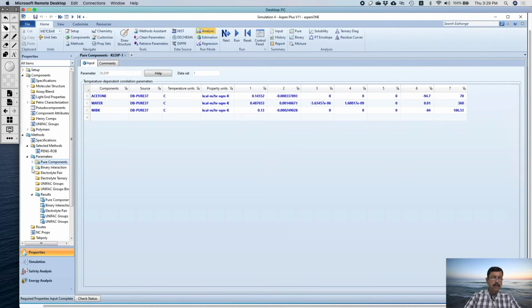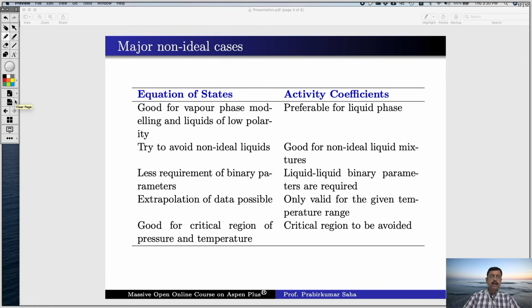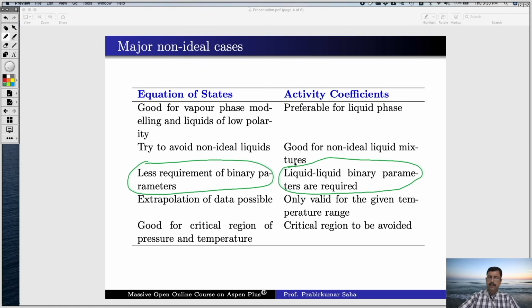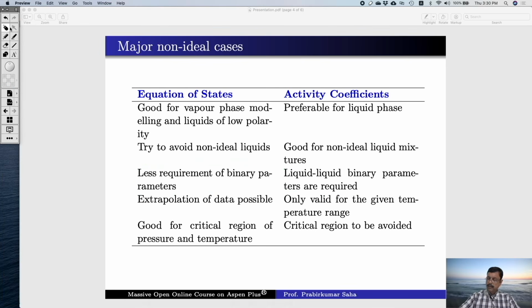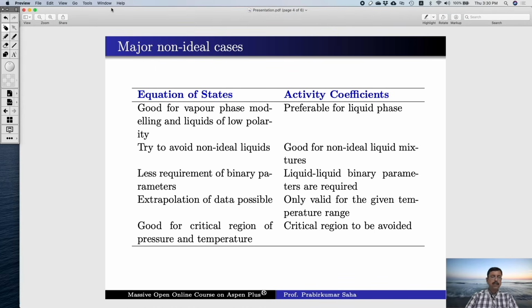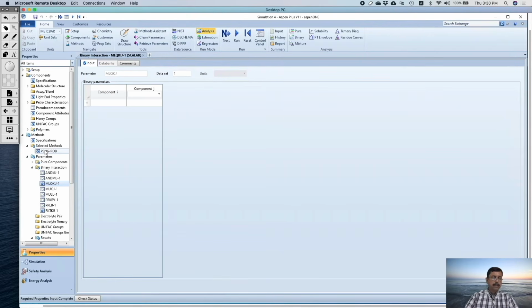Then go to binary interaction. Now you might remember that equation of state requires very less number of binary parameters. Whereas activity coefficient models, they use lot of binary parameters. You can see this from this result. Peng-Robinson equation, it is an equation of state model. It does not have any binary interaction parameter.